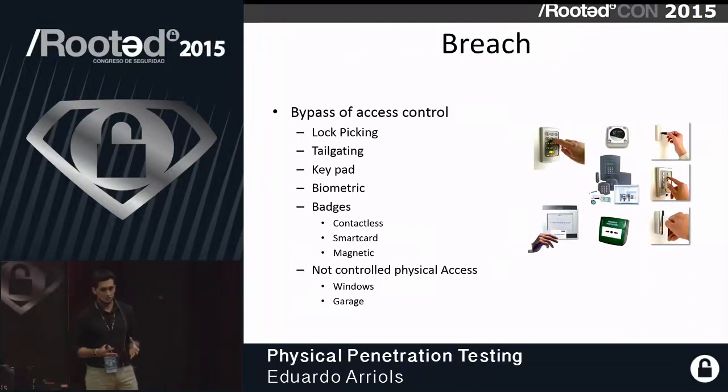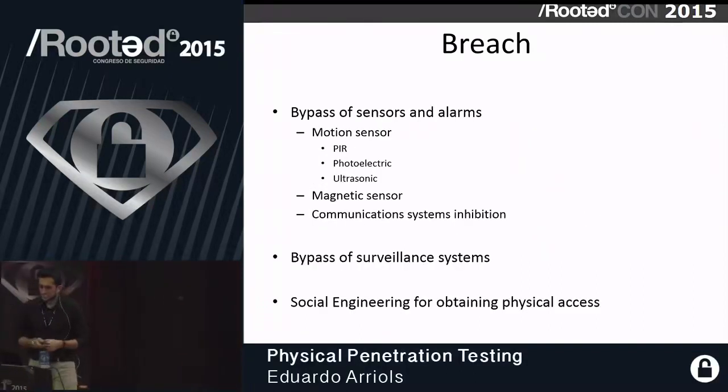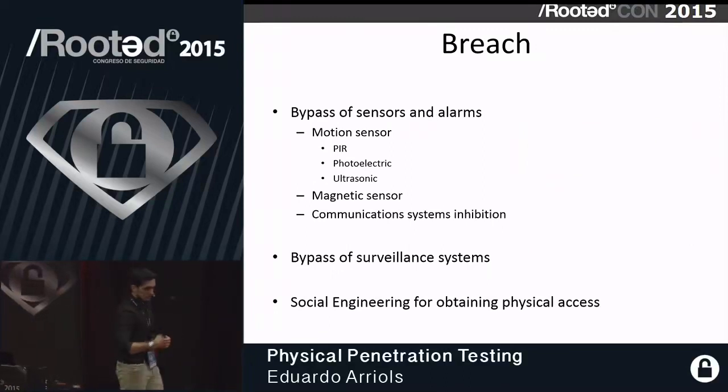And now let us move on to the part that I'm interested in. Okay, the intrusion part, or the breach, would be bypassing the access control. We can do lockpicking, tailgating, or you can just walk in or follow someone, and bypass keypad, biometric, badges. And then we can also bypass the access control through non-controlled physical access. So for instance, if there is a physical door that is open, that would be it.